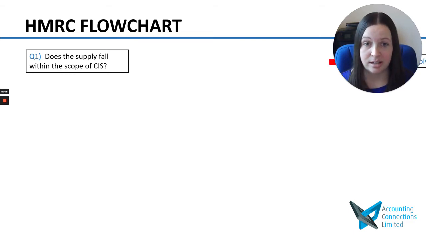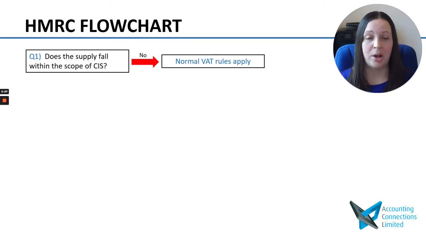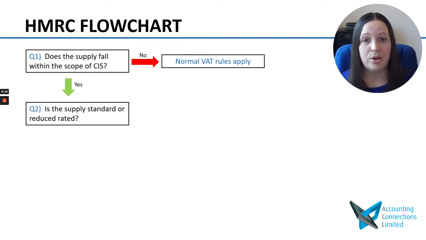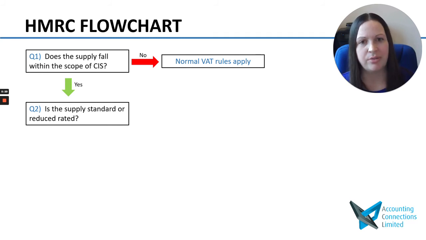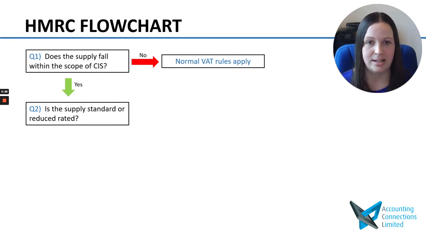If it doesn't, then normal VAT rules apply. Add VAT onto your invoice like you would normally. If, however, your work does fall within the scope of VAT, then you move on to the next question. Is the supply standard or reduced rated? Sounds like an irrelevant question, but it's not, because people in the construction industry can provide services at zero rate. Those people tend to be people who are working on new build properties. The majority of the work that's done on new build properties is VATable at 0%.